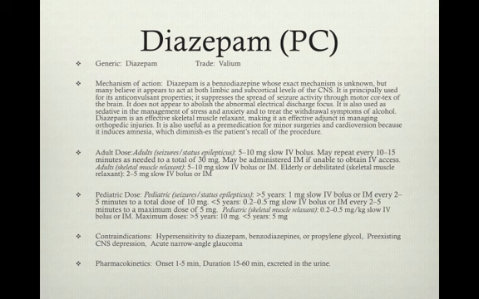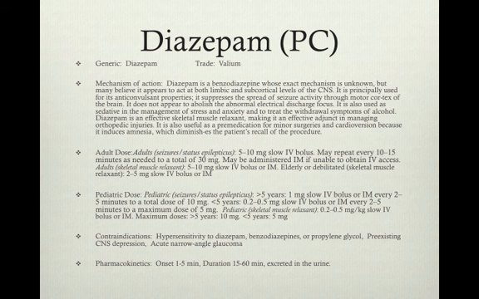May be administered IM if you can't obtain an IV. 5 to 10 milligrams for skeletal muscle relaxant, slow IV bolus or IM. Elderly or debilitated, skeletal muscle relaxant, 2 to 5 milligrams slow IV push or IM. Pediatric dosing, greater than 5 years, 1 milligram IV or IM every 2 to 5 minutes for a total of 10.